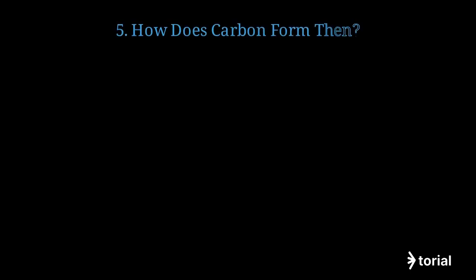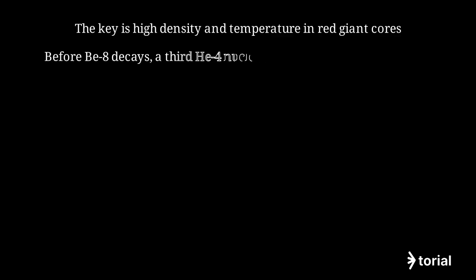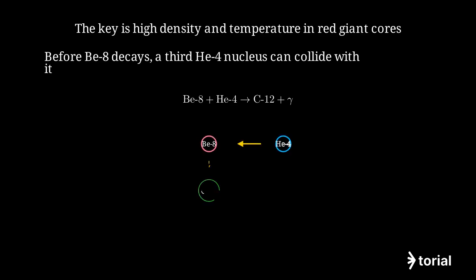If beryllium-8 is so unstable, how does carbon ever form in this process? The answer lies in the extreme conditions inside red giant cores with incredibly high density and temperature. In these extreme conditions, before the beryllium-8 can decay, a third helium-4 nucleus can collide with it. When this happens, beryllium-8 plus helium-4 produces stable carbon-12 and releases a gamma ray. The collision must happen within that incredibly short window before beryllium-8 decays, creating stable carbon-12.